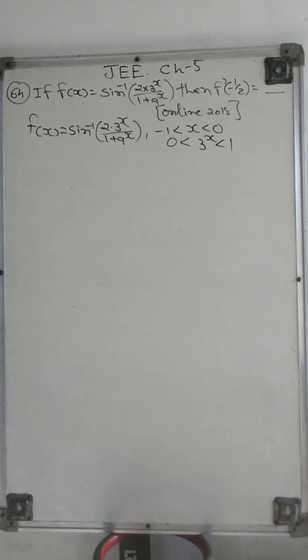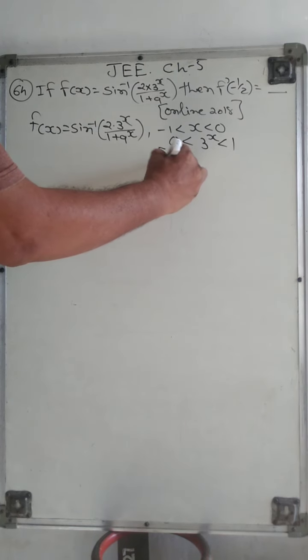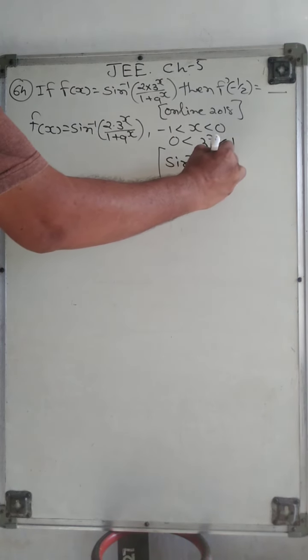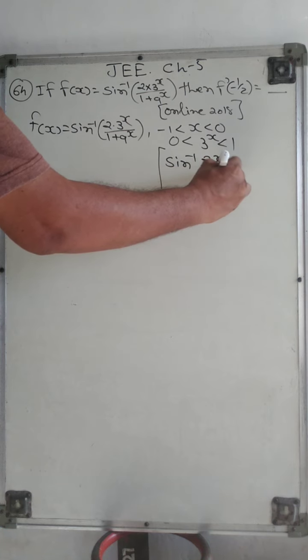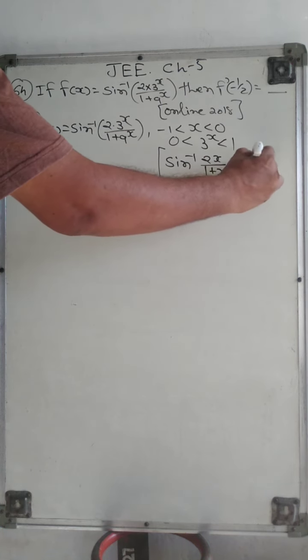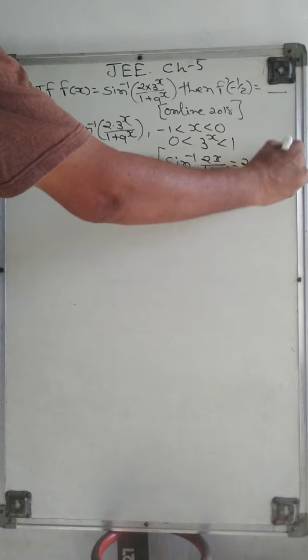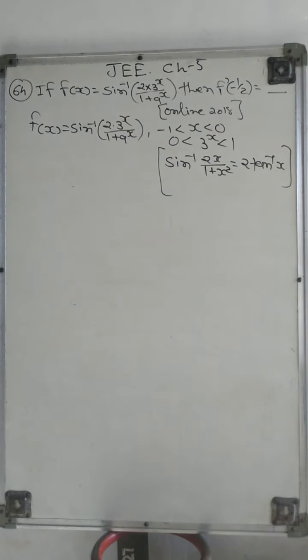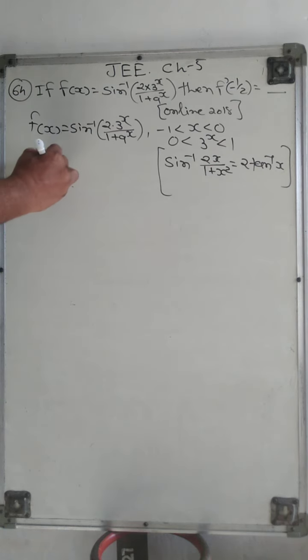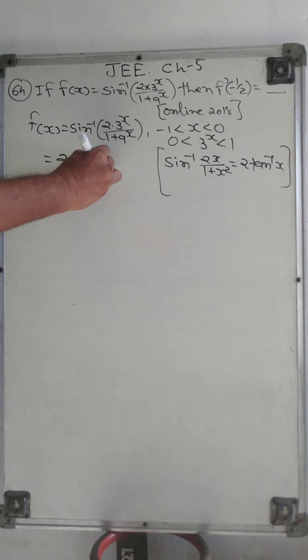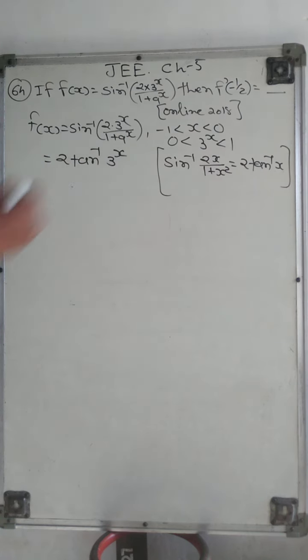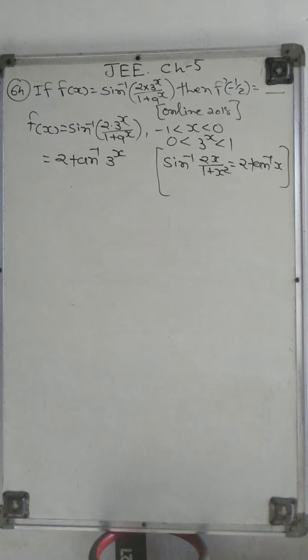Then we know that sine inverse of 2x upon 1 plus x square is equal to 2 tan inverse x, right? We know this formula, so we use this formula for the simplification of the given term. So here it is 2 tan inverse 3 raised to x, right? 2 tan inverse 3 raised to x.